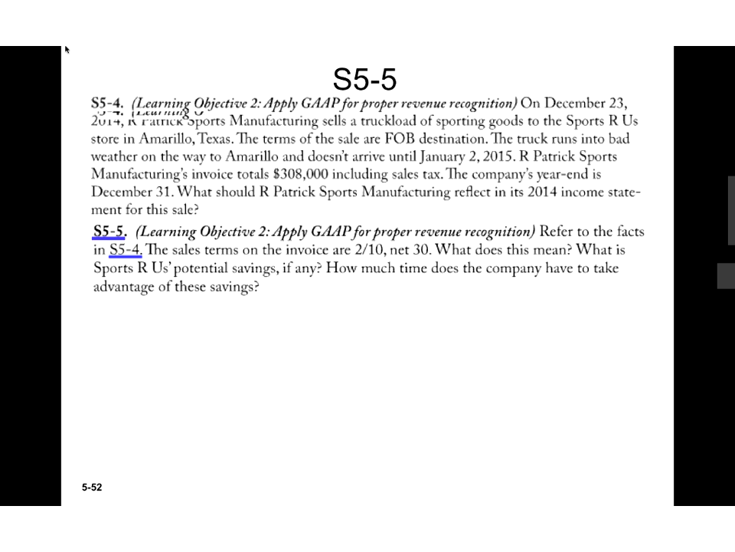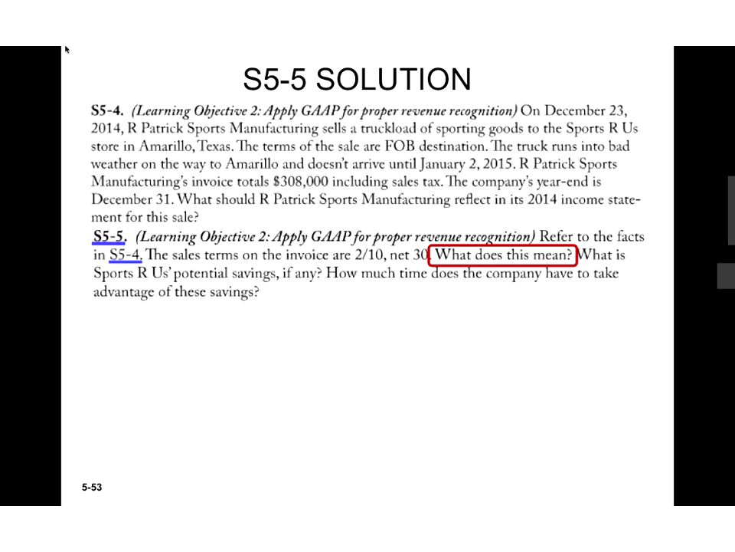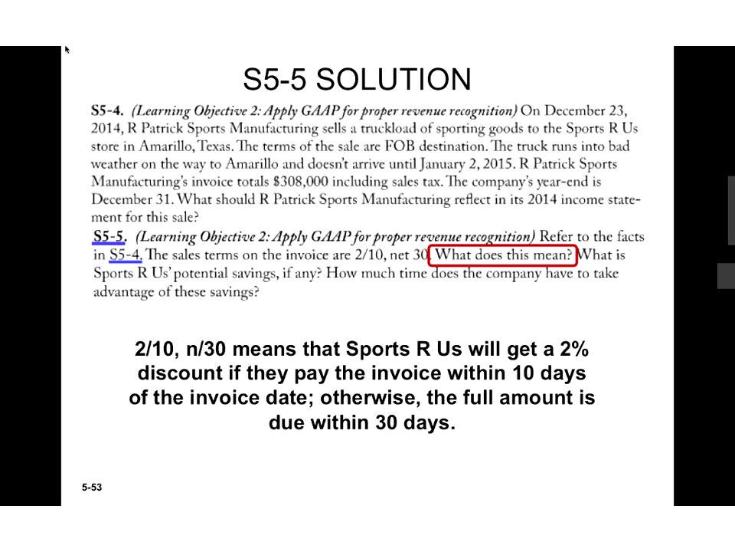But 5.5 says the sales terms on the invoice are 2/10 net 30. What does it mean? So what does that mean, 2/10 net 30? It means that Sports R Us will get a 2% discount if it pays the invoice within 10 days. Otherwise, the whole amount is due within 30 days. So that's what the 2/10 net 30 means.